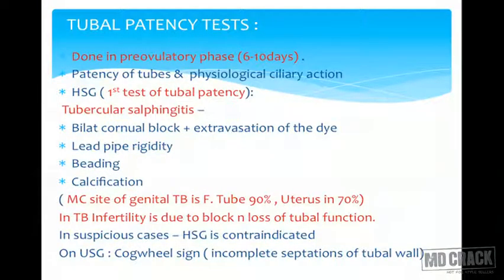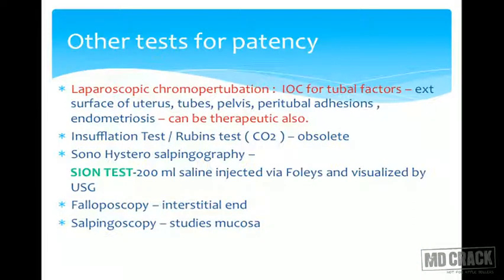Most common site of genital tuberculosis is fallopian tubes, 90%. Uterus in 70%. In TB, the infertility is because of block and loss of tubal function both. So depending on what options are available, but block is the commonest one. On USG, there can be cogwheel appearance because of incomplete septation in the tubal wall.